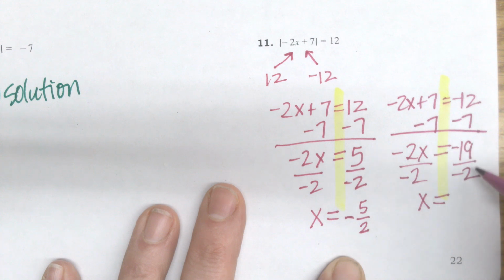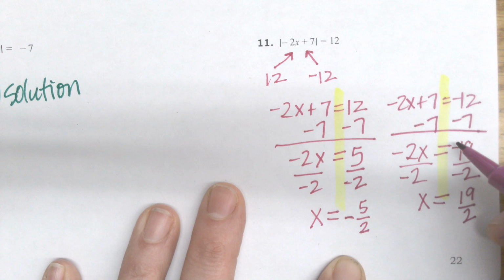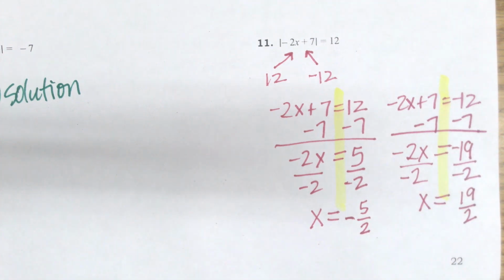I can't divide it, so I'll just leave the 19 over 2. But I do know that the two negatives are going to cancel each other out, so I don't need to write those at all. Okay? So there is my final answer.